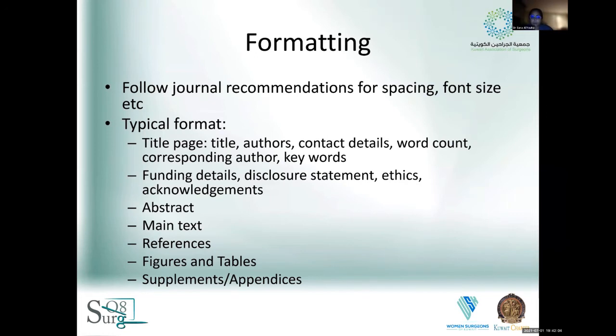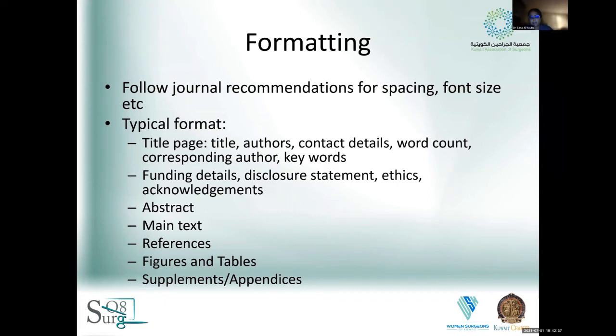And then you would format your article. Every journal is different again. They all have different spacing requirements, font requirements. From the beginning, you should just have it in that format. All journals require a title page. These are the things that I listed that are in the title page: title, authors, contact details, keywords, funding details, disclosure statements, acknowledgements. Then you have your abstract, then you have your main text, references, and usually figures and tables and appendices are at the end.